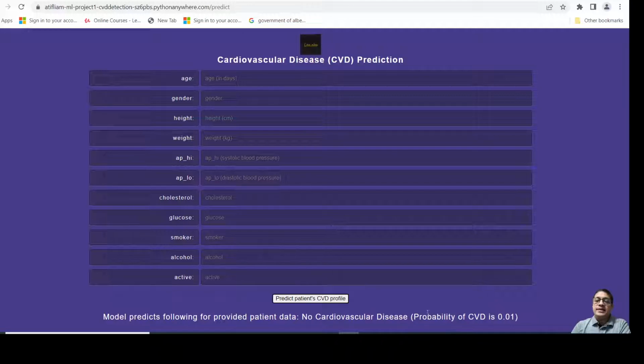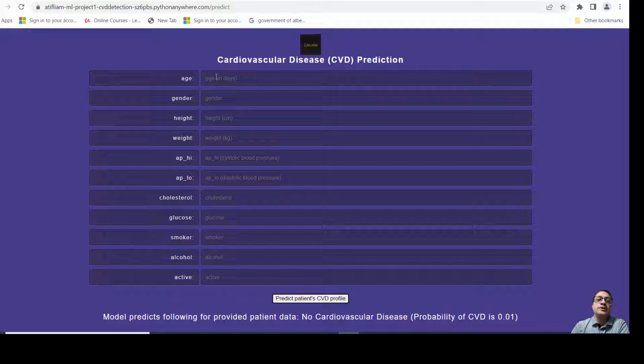Not only that, it also came back with a 1% probability of cardiovascular disease, which is very unlikely that there is a cardiovascular disease for this specific case. So that's the low risk scenario, and that's how the model actually analyzes the data and comes back with this result. Now let's look at a high risk scenario.